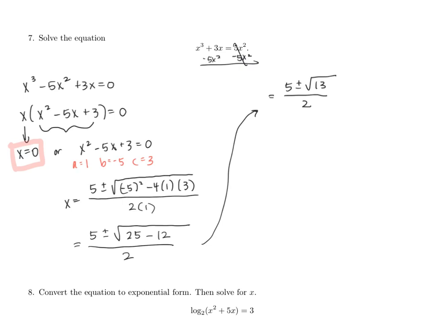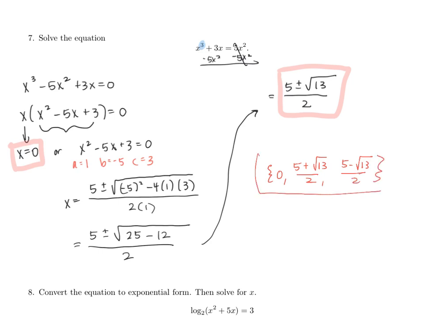So remember, this is two answers. So we've got two answers here and the answer of 0 that we got earlier. Remember that this tells you the number of zeros you should expect, or the number of answers you should expect. So we found 3, so that matches with what we should expect. And so our 3 solutions are 0, 5 plus the square root of 13 over 2, and 5 minus the square root of 13 over 2. So that's the 3 solutions.